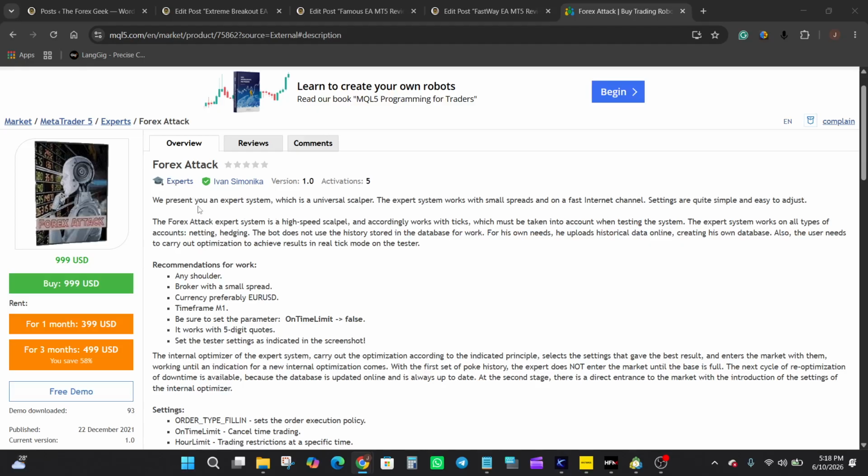at 999 US dollars with rental options available for 1 month going for 399 US dollars and 3 months going for 499 US dollars, which is currently showing a discounted structure. The version here is 1.0 with 5 activations available.